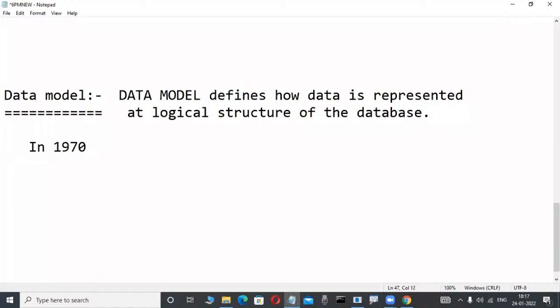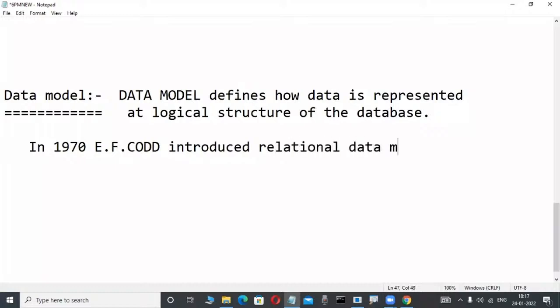In 1970, E. F. Codd, don't write anything, just observe it, some new terminology, introduced the relational data model. He is a mathematician. He was working at the IBM company in those days. So in 1970, E. F. Codd introduced the relational data model.